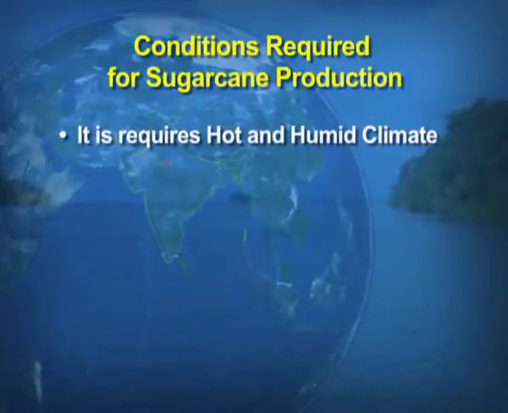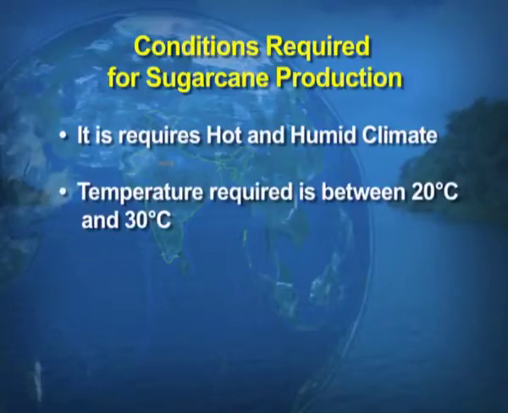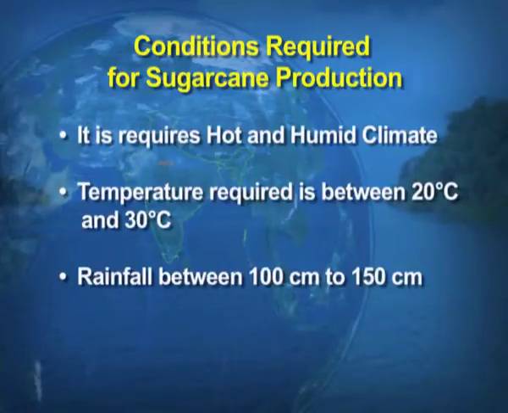The temperature conditions required are hot and humid climatic conditions with the temperature varying between 20 degrees Celsius and 30 degrees Celsius. The rainfall has to be between 100 to 150 centimeters. Dry weather condition is required at the time of the harvesting because sugarcane is a weight losing crop as well.